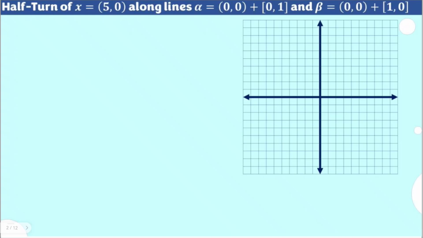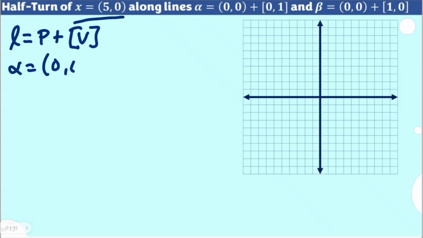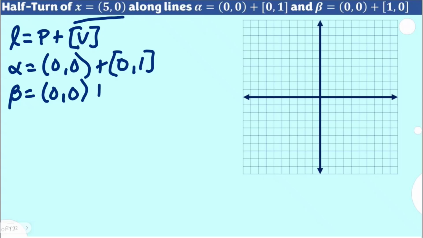For this video, let's try to determine the half turn, or the image of rotation at 180 degrees, of point X, identified as (5, 0), along the lines alpha and beta identified with these equations. These two lines are actually in the form L equals the point P plus your vector V. So your alpha here is (0, 0) plus your direction vector (0, 1), and for your beta, you still have (0, 0) plus your direction vector (1, 0).